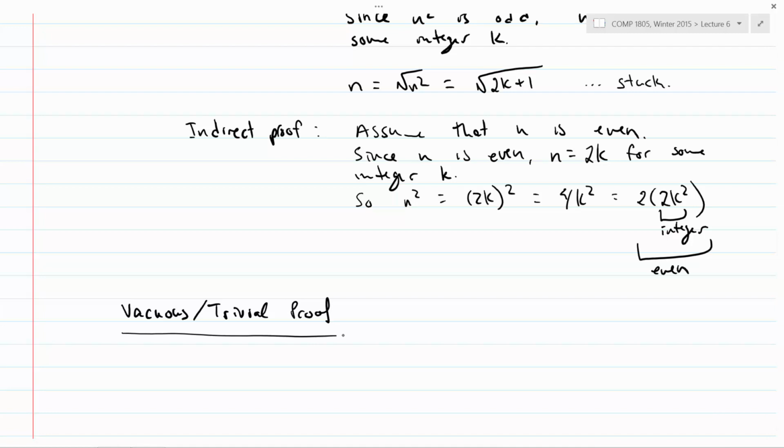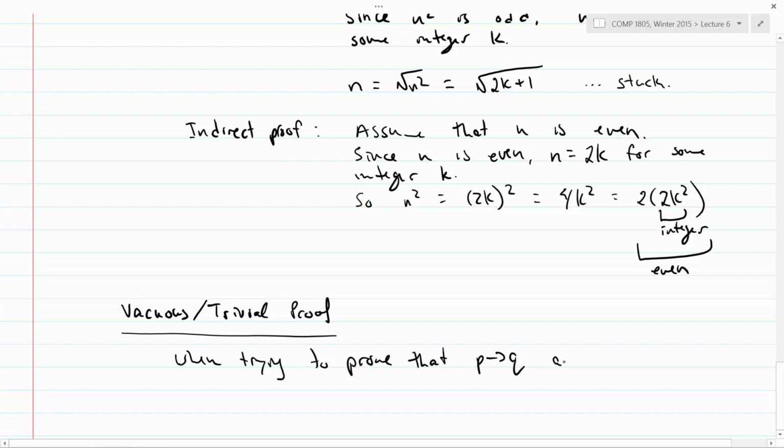All right, so when you're trying to prove P implies Q, and it turns out that P is false, then you don't have to do anything, right? Because false implies anything is true, so you're done. So when trying to prove that P implies Q and P is false, the statement follows automatically. You don't have to do anything.